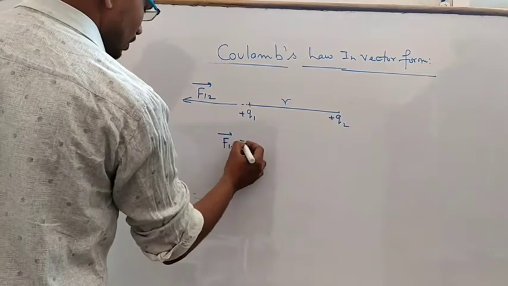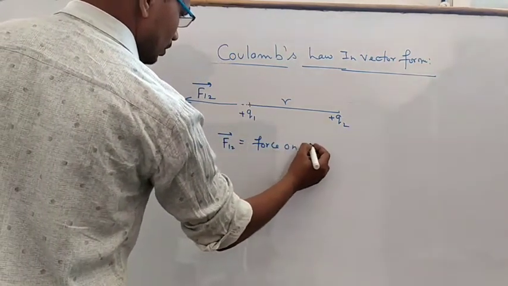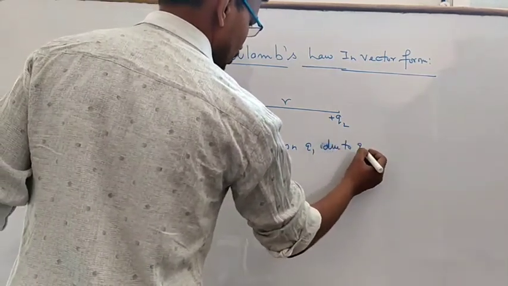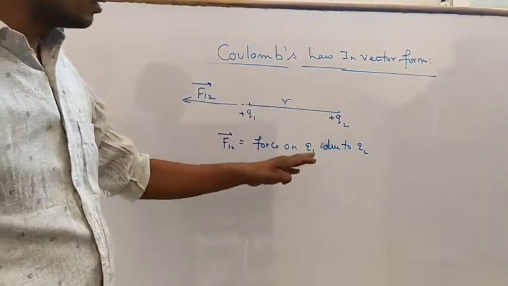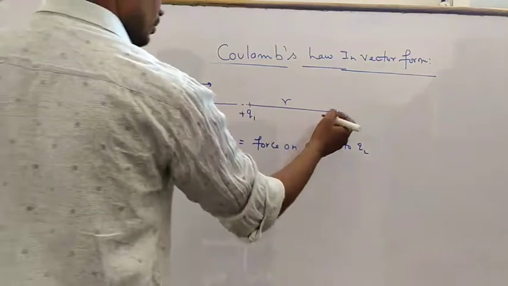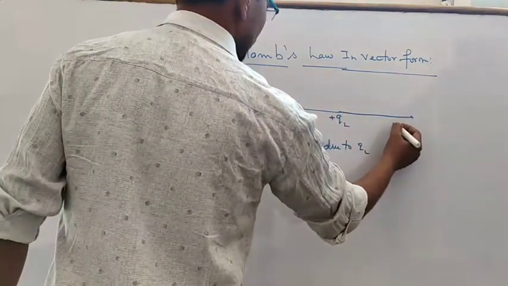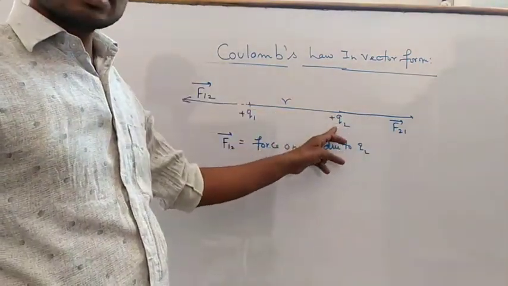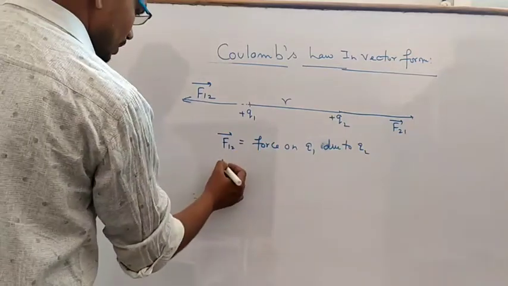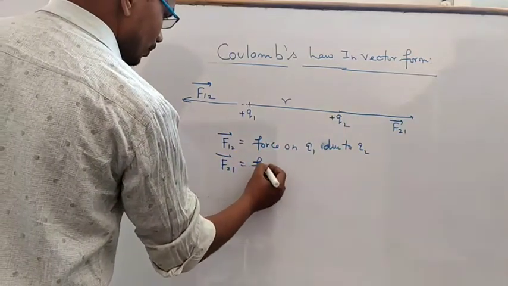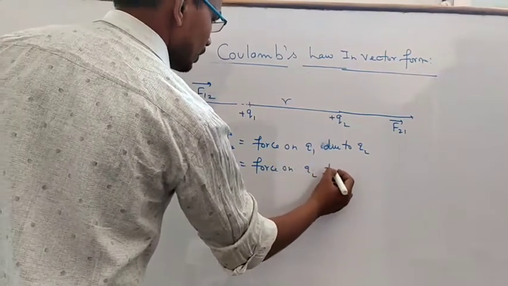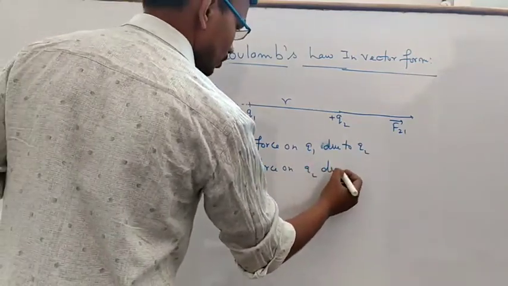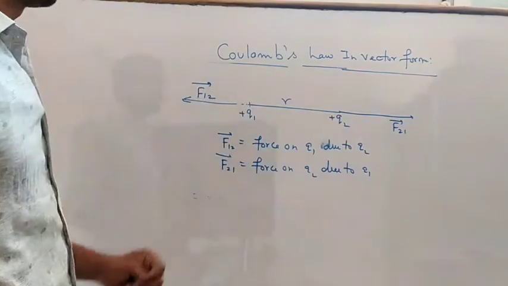Vector F12 is the force on Q1 due to Q2. In a similar manner, Q1 also applies a repulsive force on Q2. Suppose we assume this is F21, the force on the second charge Q2 due to Q1. So F21 is the force on Q2 due to Q1.